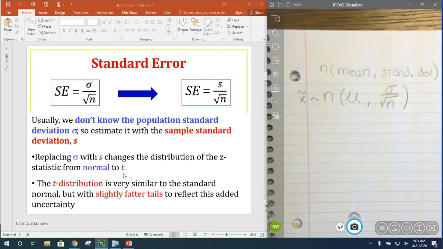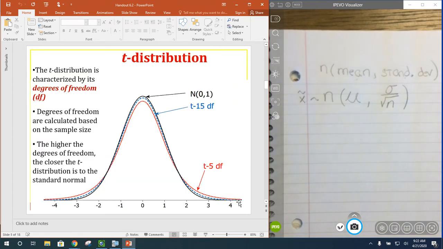And all we have to do is use a different part of the calculator to find the t distribution. It says the t distribution is very similar to the standard normal, but with a slightly fatter tail to reflect the added uncertainty. I'll show you that. So this is a picture of both the normal distribution in black and the t distribution in blue and in red. Okay. Now it says the t distribution is characterized by its degrees of freedom, df.